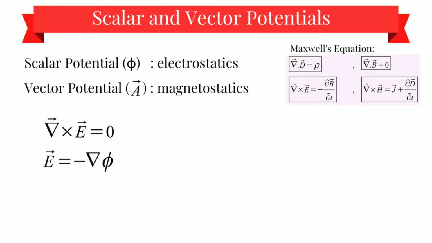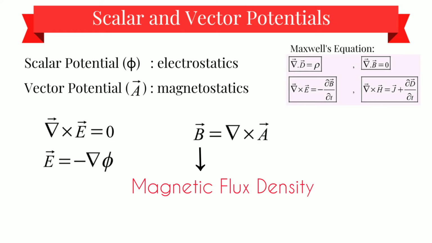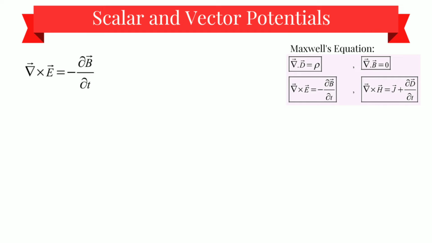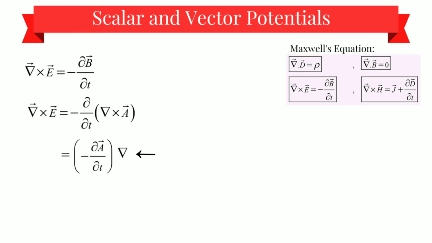Now talking about magnetostatics, we have B, which is magnetic flux density. We will write B in terms of vector potential as B is equal to del cross A. Now let's use this value in Faraday's law, which is Maxwell's third equation. Del cross E is equal to minus ∂B/∂t. Now putting this value of B into Faraday's law, we can rewrite it as taking del outside, minus del cross ∂A/∂t.